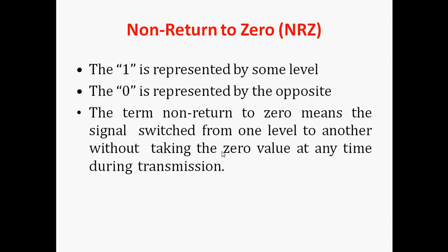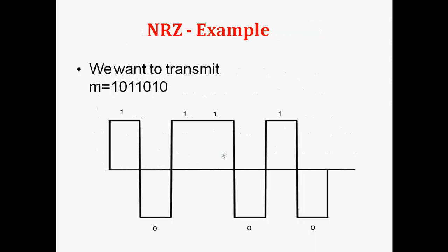First of all, see the non-return to zero. In this type of coding, the 1 is represented by some specific level and the 0 is represented by the opposite of the representation of 1. The term non-return to zero means the signal switches from one level to another without taking the zero value at any time during the transmission.